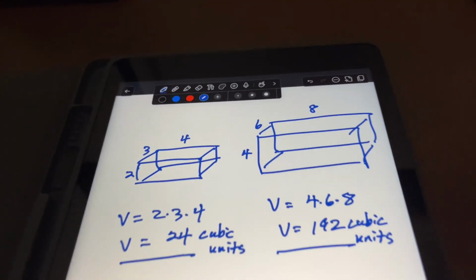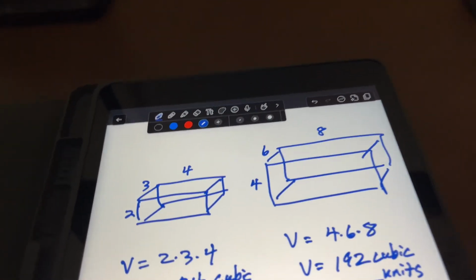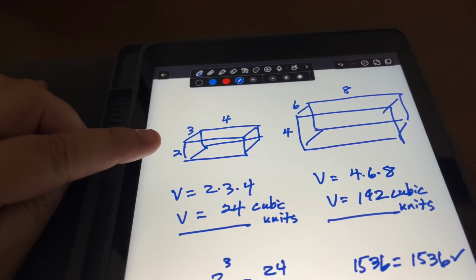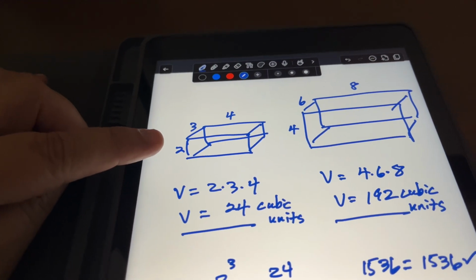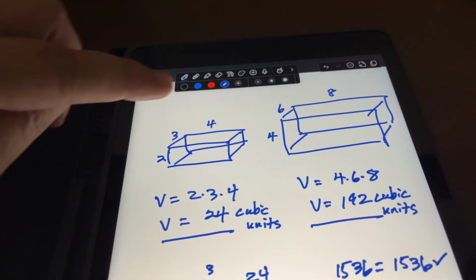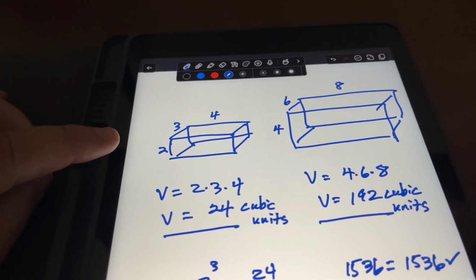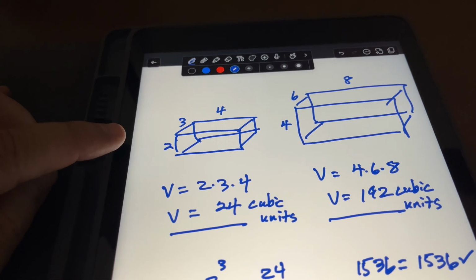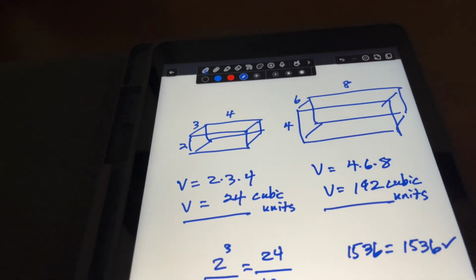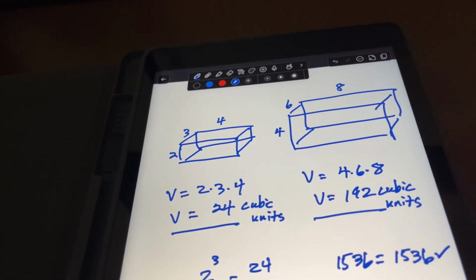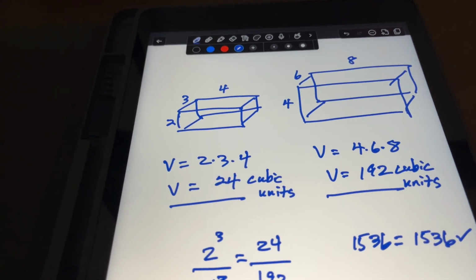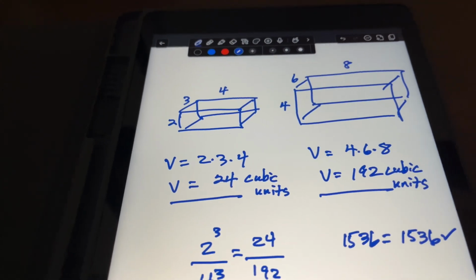All right, let me piggyback off of what we did yesterday by considering volumes and proportionality. So consider you have this rectangular prism with dimensions 2, 3, and 4. The volume is super easy to calculate. It's just length times width times height. So 2 times 3 times 4 is 24, and that would be cubic units, which means if this was in meters, it would be cubic meters. If it were in inches, it would be cubic inches.